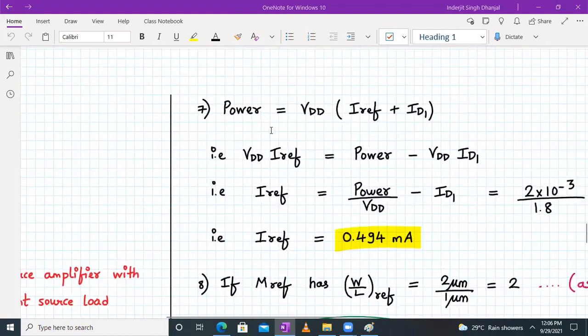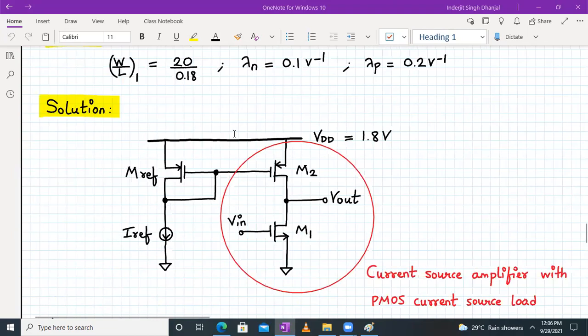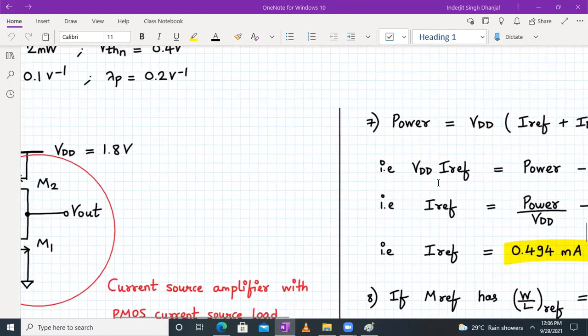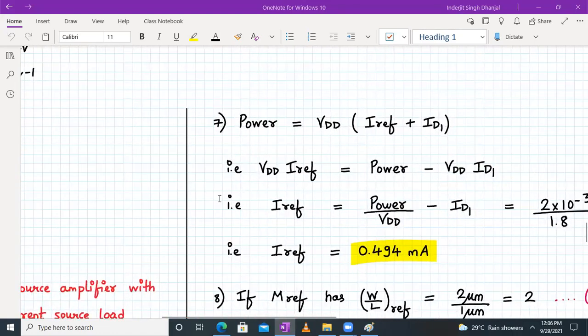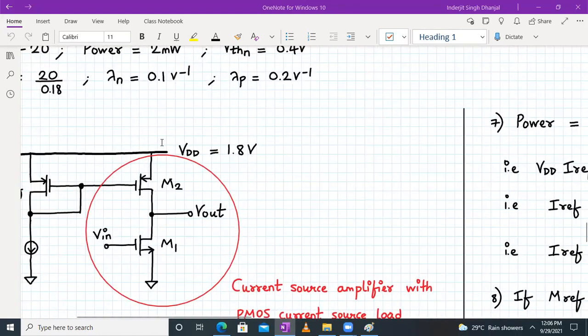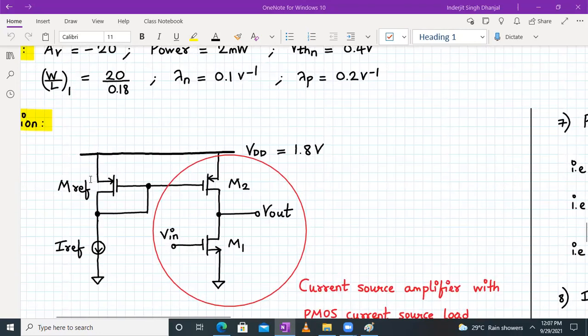Now we know power will be given by voltage into current, right? So over here, the power will be voltage into current, and the current will be incoming. So it will be basically I reference plus I2, or ID1 we can say, because current flowing through M2 is also same as ID1, the current flowing through the M1 transistor. So power will be I reference plus this one, ID1.